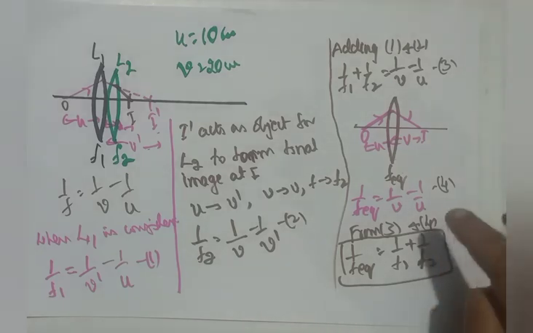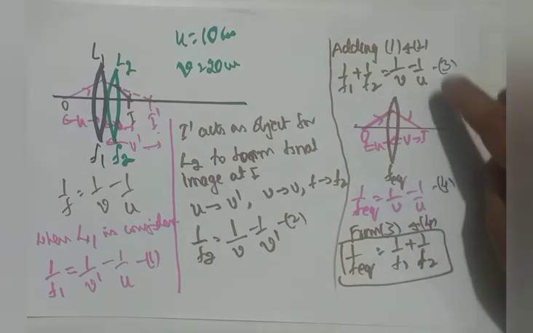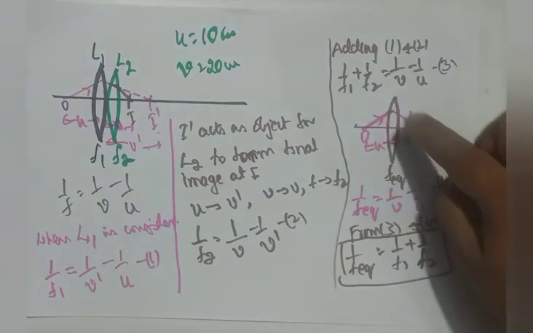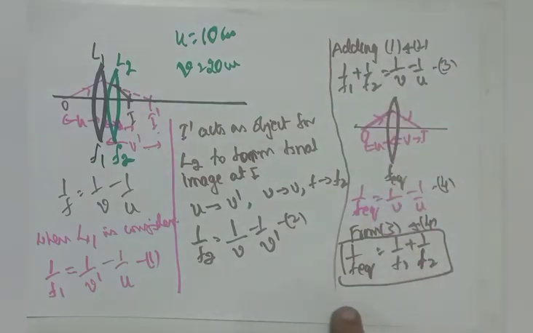From 3 and 4, this is 3 and this is 4. Right hand sides are the same from the definition of equivalent lens. So left hand side should be the same. 1 by F equivalent equals 1 by F1 plus 1 by F2. This is how we derive the formula for equivalent focal length. So there we conclude this session and we proceed further in the next session.